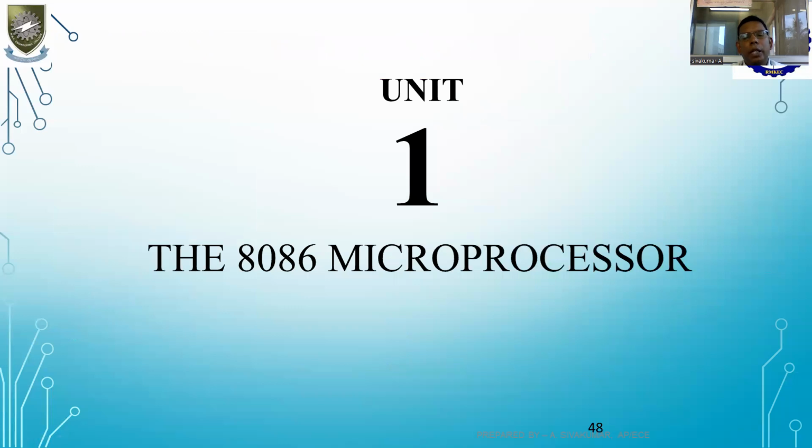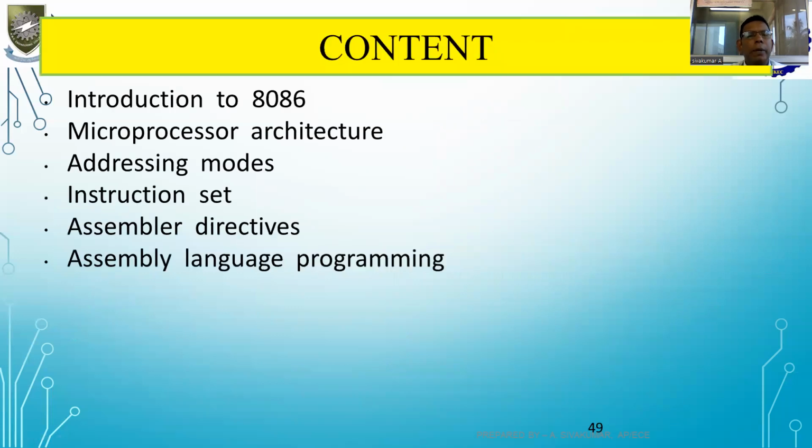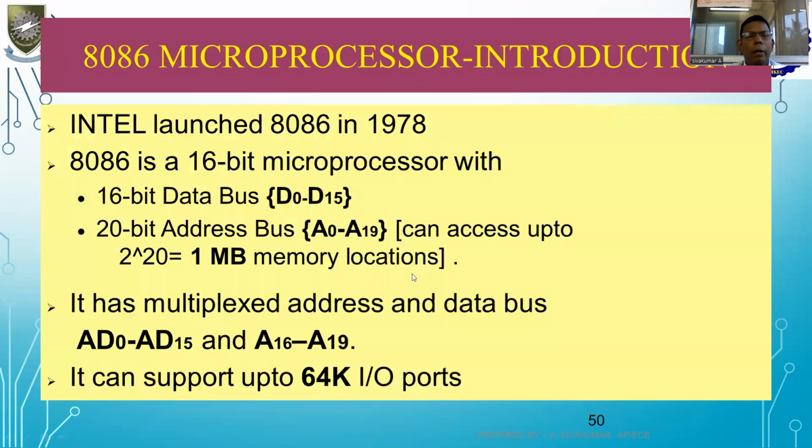Now we'll go to unit number 1, the 8086 microprocessor. Unit 1 topics are introduction to the 8086 microprocessor, architecture, addressing modes, instruction set, assembler directives, and assembly language programming. First, the Intel 8086 processor introduction. It was launched in 1978. It is a 16-bit microprocessor with a 16-bit data bus and 20-bit address bus, so it is capable of addressing 1 MB of memory locations.